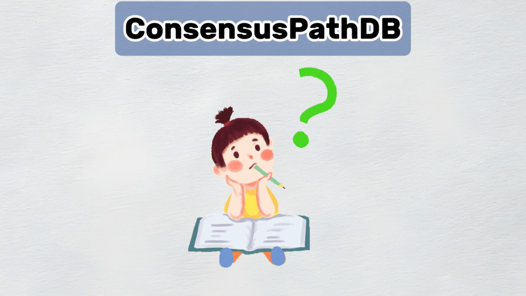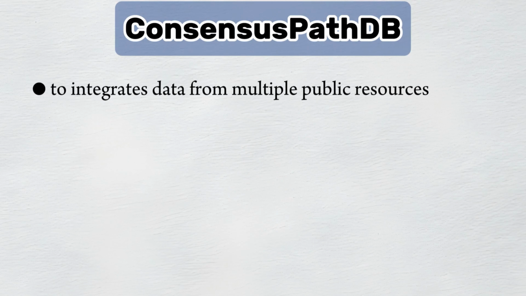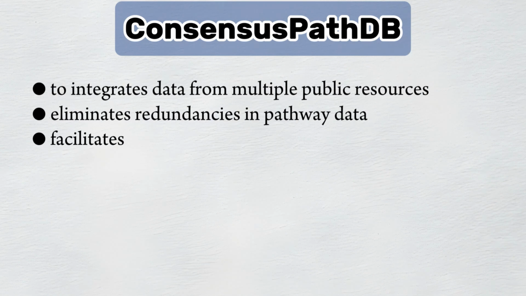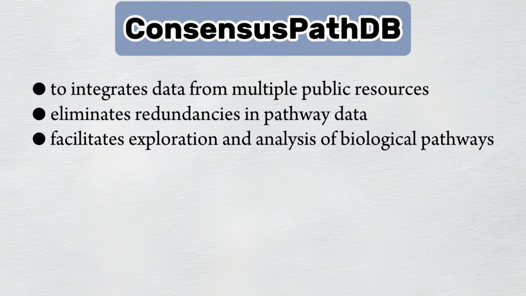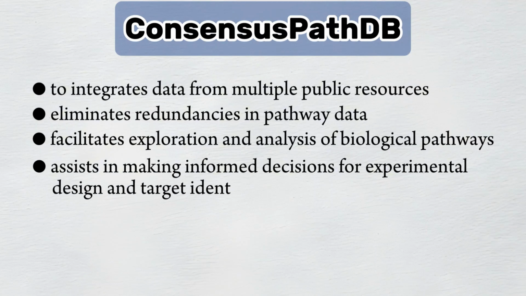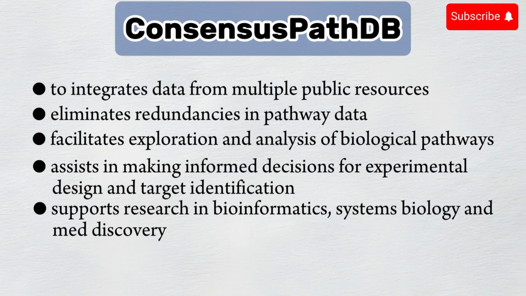About the pathway, now why we use ConsensusPathDB. It is used to integrate and analyze various biological pathways and interactions from multiple sources. It eliminates redundancy in pathway data, facilitates exploration and analysis of biological pathways, assists in making informed decisions for experimental design and target identification, and lastly supports research in bioinformatics, systems biology, and drug discovery. So a little bit of knowledge is always preferable for understanding what we are working on. Now let's start with the tutorial.